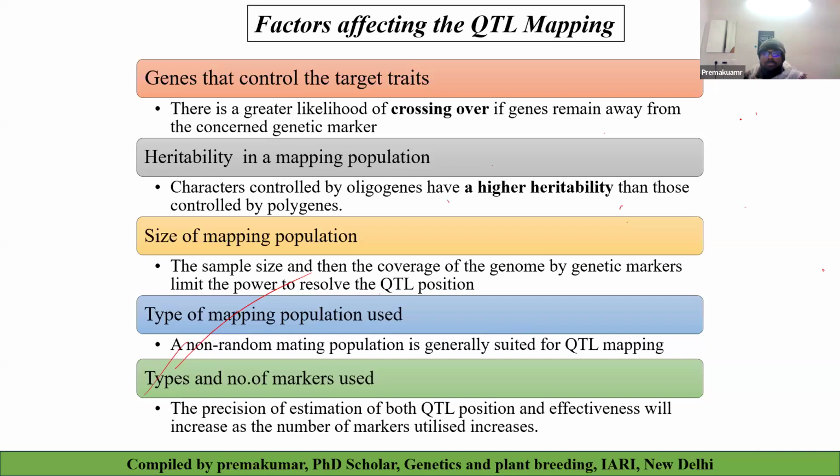And the number of markers you use. Always remember, the higher the marker density, the better the QTL and maps you will get. The lower the marker density, the lower the resolution of the maps. These points you should remember: heritability of the trait, size of the mapping population, type of the mapping population, and number of markers you are going to use. These are very important factors affecting your QTL mapping.